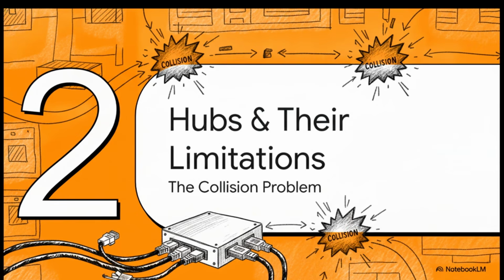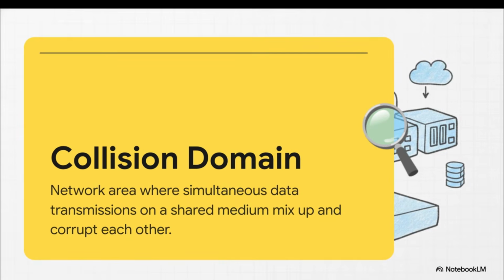Moving on to Section 2, hubs and their limitations. Let's talk about that 1980s solution. Now, a hub might have looked like a sleek central box to plug your cables into, but internally, it was basically just a bundle of wires acting like a giant chaotic megaphone. If one computer sent data into a hub, the hub just blasted it out of every single other port.